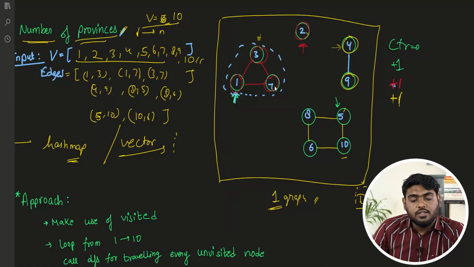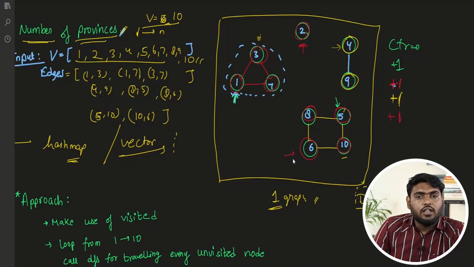5 again is not visited. What will happen with 5? It will increase the counter and it will mark 5 visited and all the nodes associated with it as visited. That's also done. After 5 will come the turn of 6. We'll avoid the count, we'll avoid the call. So, after that 7, same thing. 8 already visited. 9 already visited.